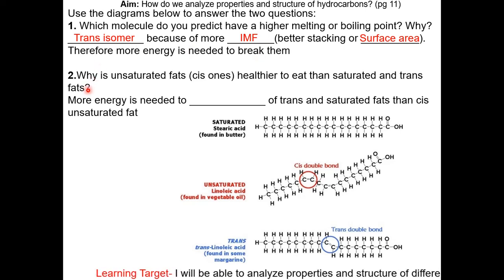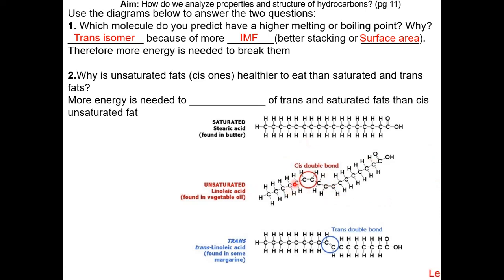For question 2, why is unsaturated fat, the cis one, healthier to eat than the saturated and trans fat? If you look at the structure, the unsaturated fat looks crooked. There's a kink. Therefore, it does not stack as well as the other fats. So more energy is needed to break the intermolecular forces of trans and saturated fats than cis unsaturated fats.